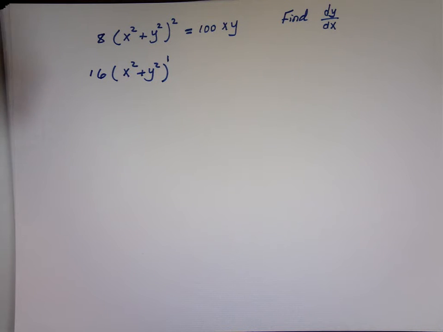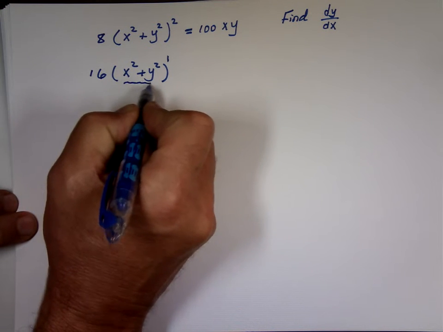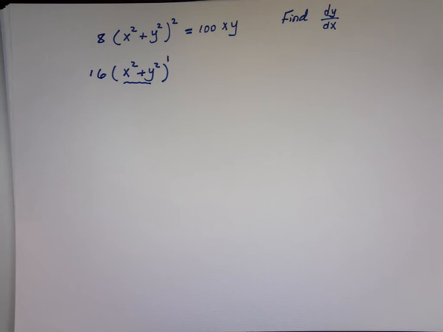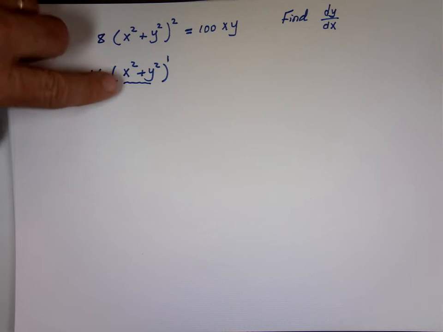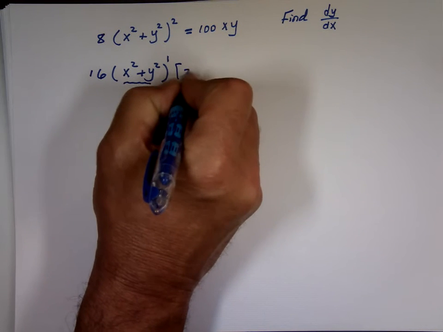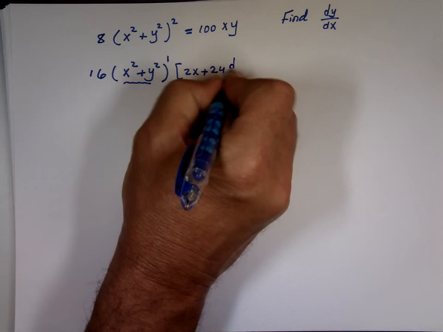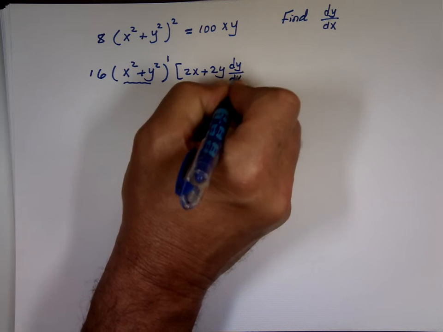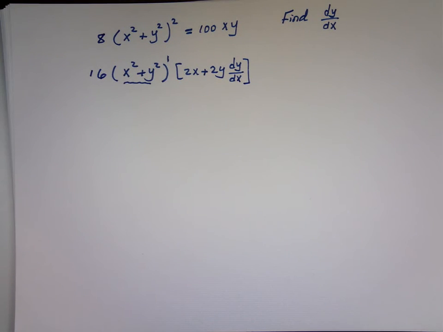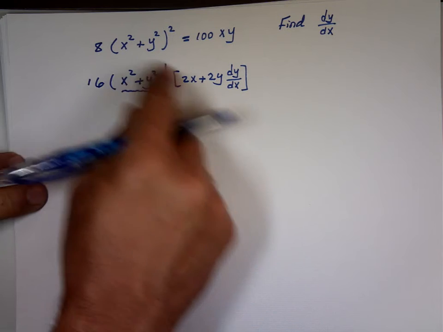Are we done with it? No. You've got to multiply by the derivative of what's on the inside. What is the derivative of x squared? 2x plus 2y dy/dx. Yes. We'll come back and clean it after. Or if you want to clean it now, you can take the 2x multiplied by the whole thing.